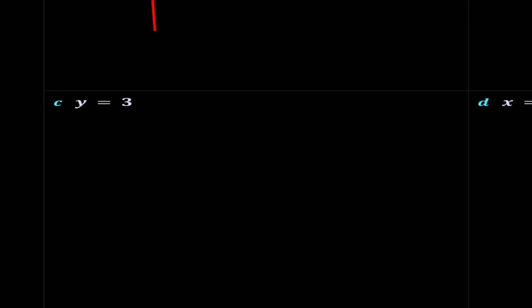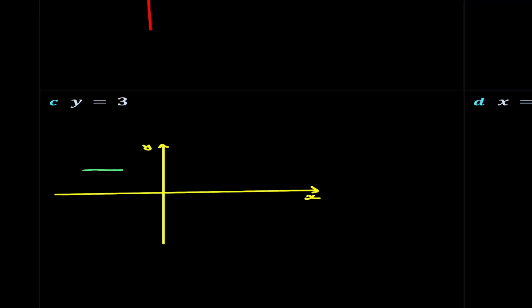Okay, the next two are fairly simple. We've got y equals to 3. So, draw my Cartesian plane. Label my axes, x and y. So, y equals to 3 just means that it cuts the y-axis at 3. So it's basically a horizontal line and it cuts it at 3. So that point is just (0, 3). And that is my equation, y equals to 3. That one's nice and easy.